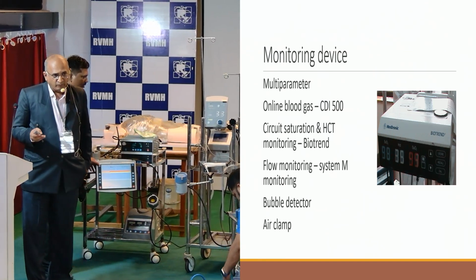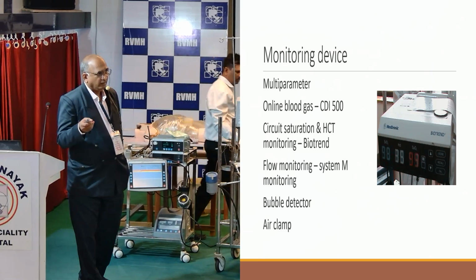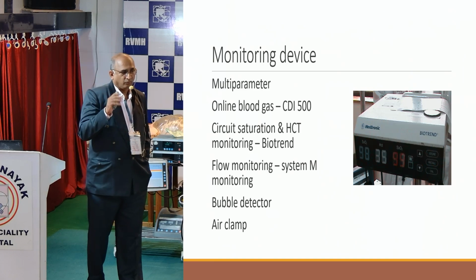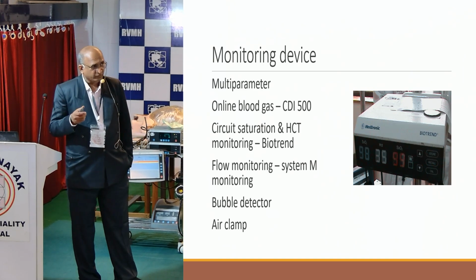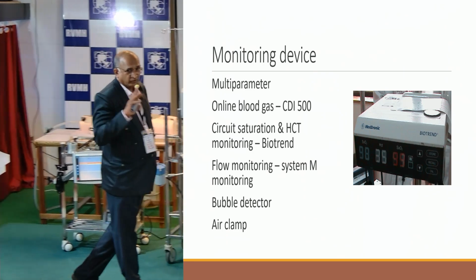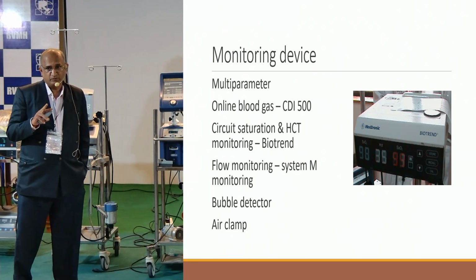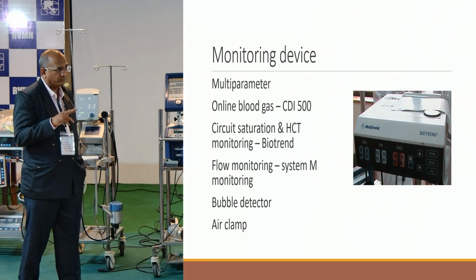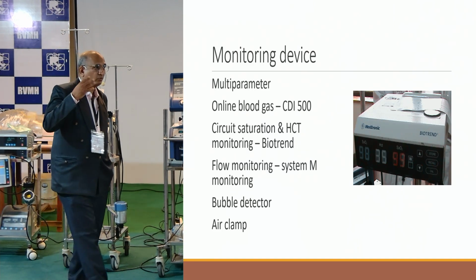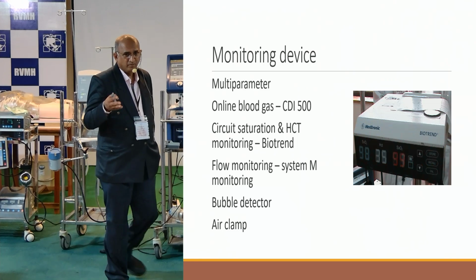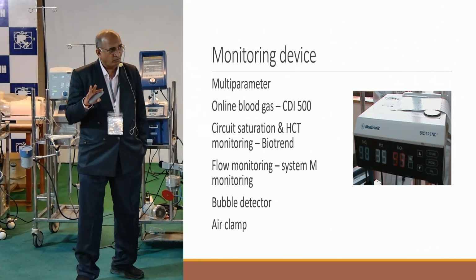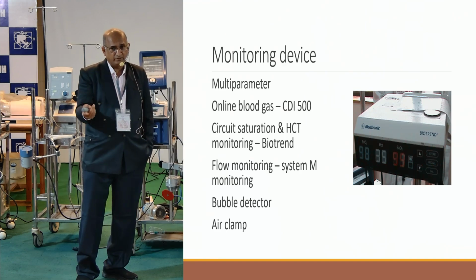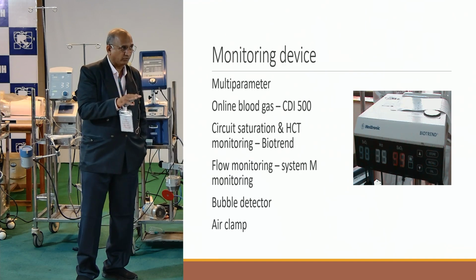Then you have different monitoring devices which are available. What you can see in the picture is the Biotrend machine. Here you can monitor circuit saturation and hematocrit. There are machines available where you can see the complete blood gas online, but that's still not available in India. So a Biotrend is what you can have. You can monitor the venous saturation and return line saturation on the circuit and hematocrit levels.